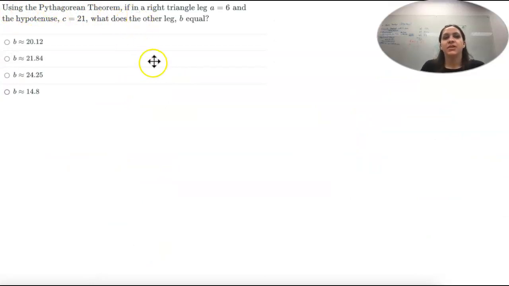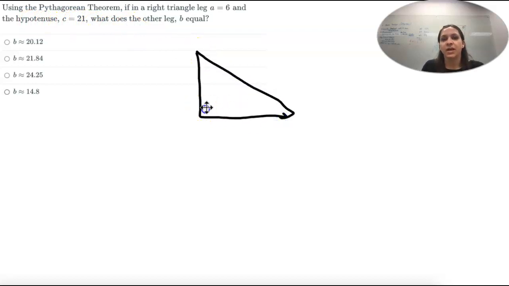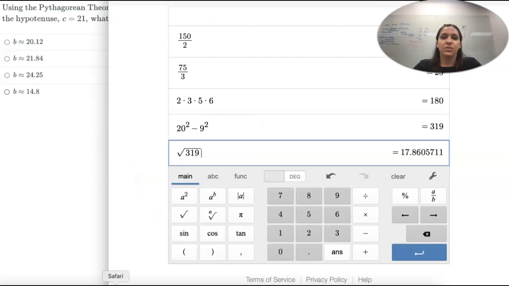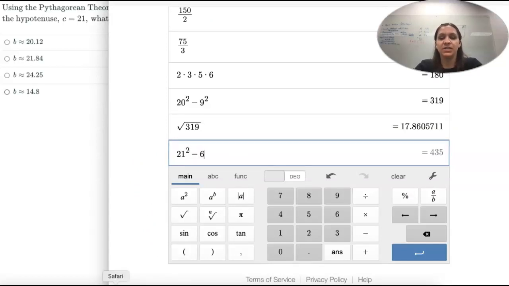Okay, using the Pythagorean theorem, if in a right triangle leg A equals 6 and hypotenuse C equals 21, what's the other leg? The hypotenuse across from the right angle is 21. One leg is 6 and the other leg we don't know. I'll call it X. So X squared plus 6 squared equals 21 squared. Just like last time, we subtract 6 squared on both sides to get X squared by itself. 21 squared minus 6 squared is 405.